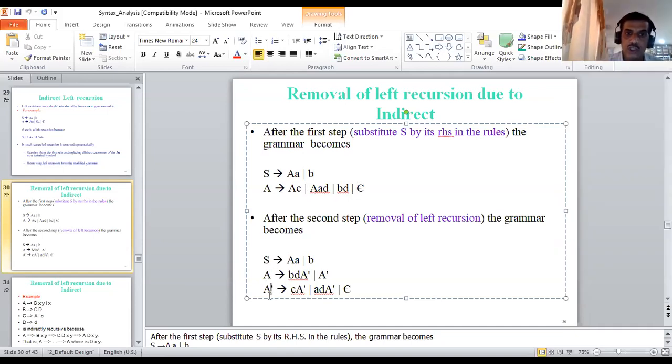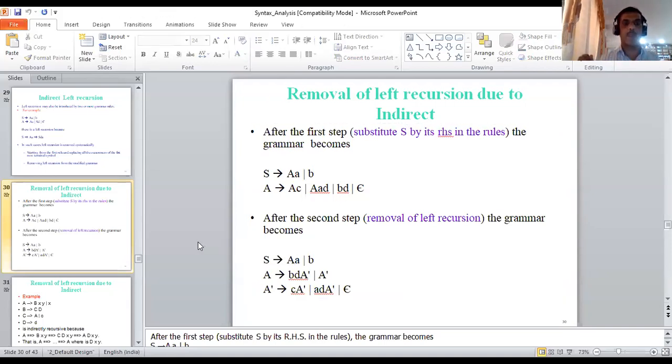So then A dash tends to alpha A dash. That is, my C is my alpha A dash. The second, alpha 1 is C, alpha 2 is AD. So I do that, alpha 1 A dash. So finally, after applying the first step, you can see that now there is no left recursion in my grammar. Even though you apply it for A, you will not find the left recursion. Am I clear? Yes, sir.